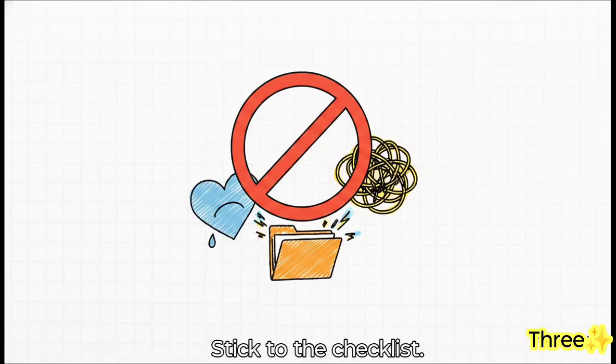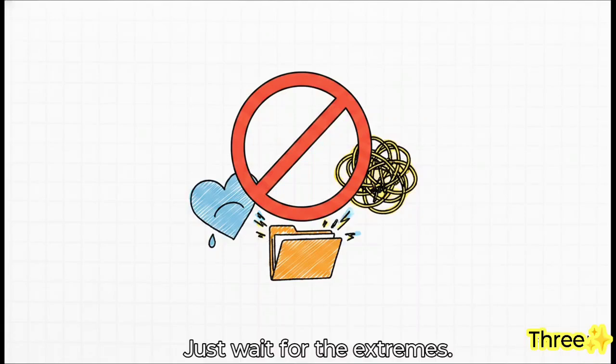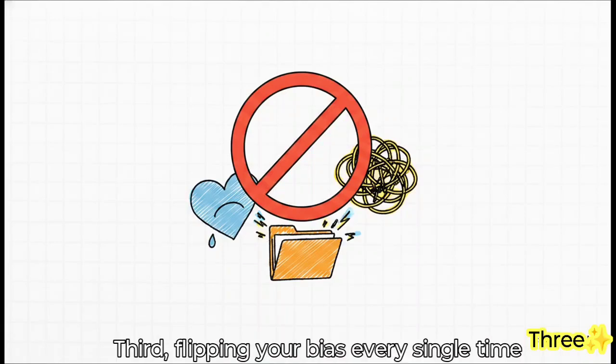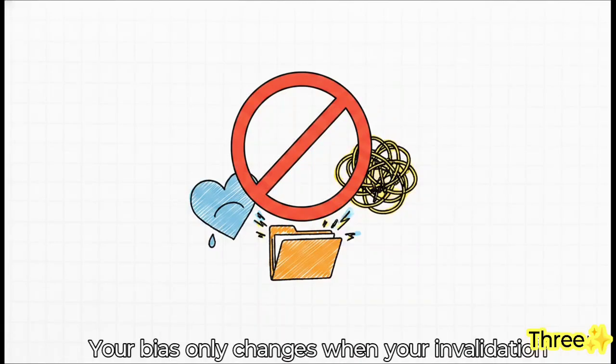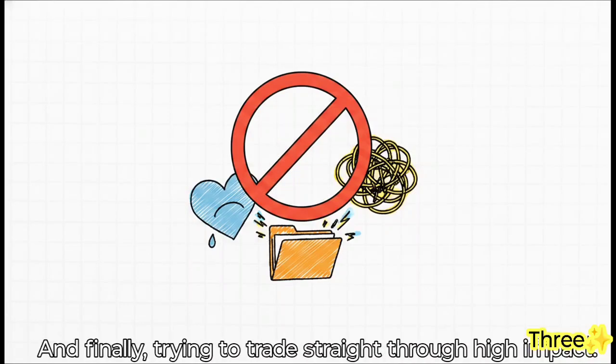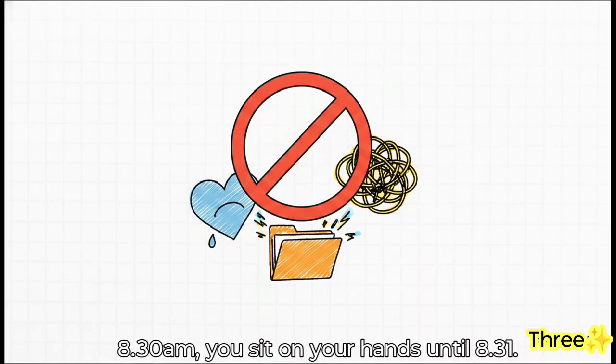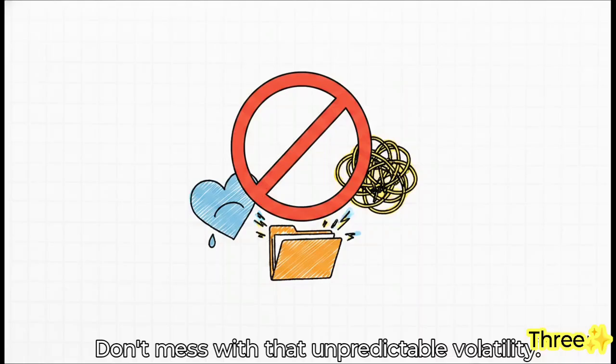Stick to the checklist. Second, trading that mid-range chop we talked about earlier. Just wait for the extremes. Third, flipping your bias every single time you see a big 15-minute candle. Your bias only changes when your invalidation point gets hit, not before. And finally, trying to trade straight through high-impact red folder news events. If CPI drops at 8:30 a.m., you sit on your hands until 8:31. Don't mess with that unpredictable volatility.